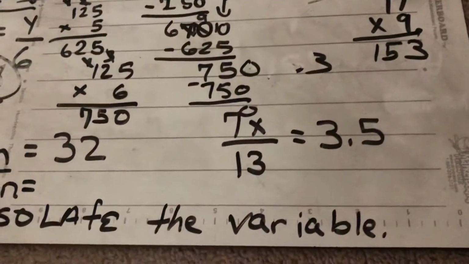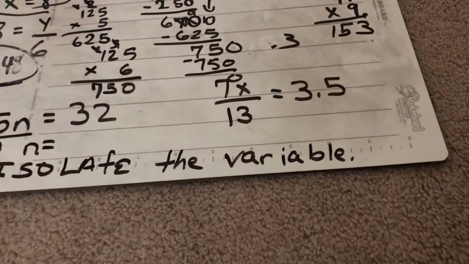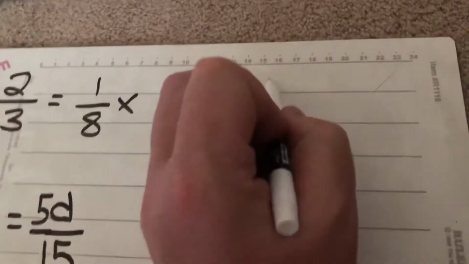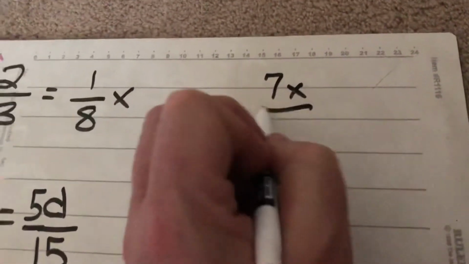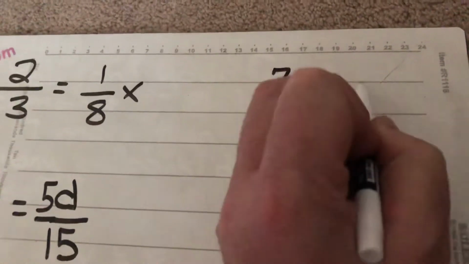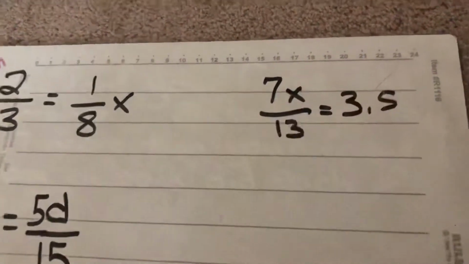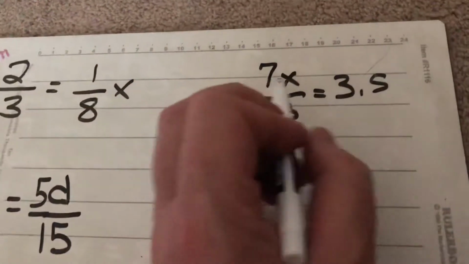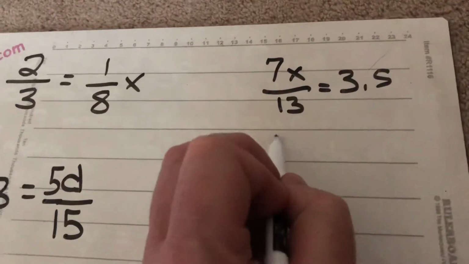Now, if I go to this one, I'm going to rewrite this over here, just to give me a little more room. 7x over 13 equals 3.5. Well, first of all, I want to isolate 7x by multiplying by 13.